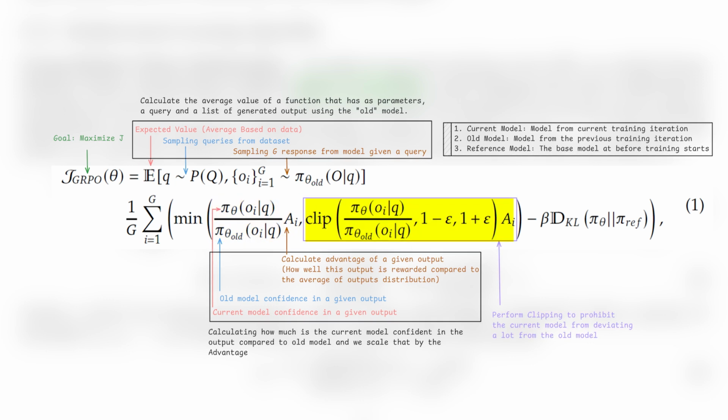The next part is the same as this one, except that we're performing a clipping operation with 1 minus epsilon and 1 plus epsilon. That's used to prevent the current model from deviating a lot from the previous iteration of training. And then we subtract the KL divergence, which is a term calculated to penalize the strong deviation of the current model from the reference or base model. So in the case of DeepSeek R1, the base model was DeepSeek V3. And that's it for this expression. It's quite simple to understand.